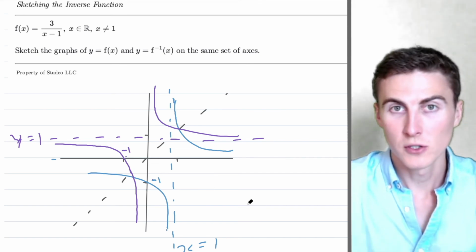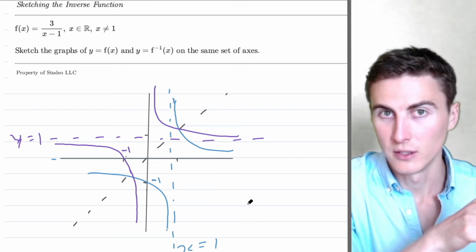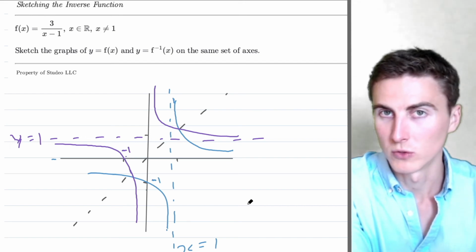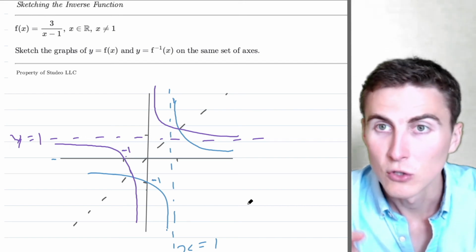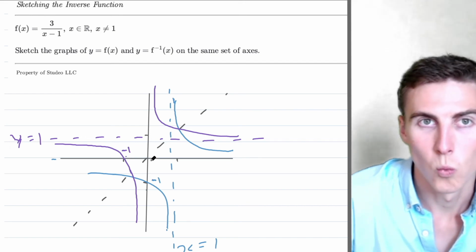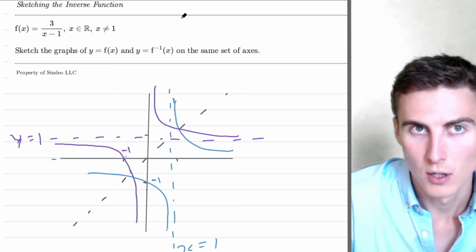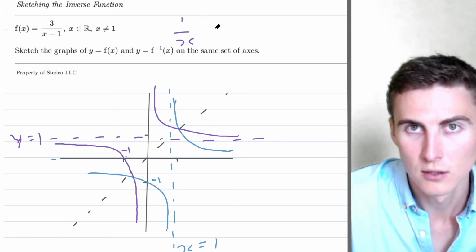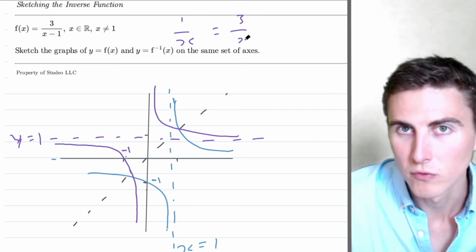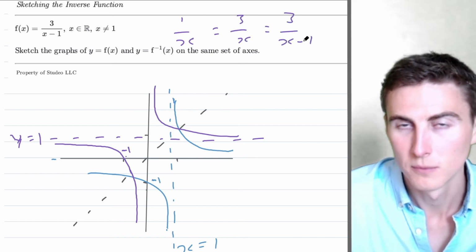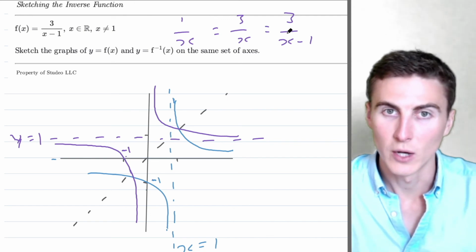You just draw the normal function, and then you draw the reflection across the line y equals x. And the best way to draw these is to just think, what is this graph like? So I'd liken it to 1 over x. Then I think, okay, what if it was 3 over x? And then what if it was 3 over x minus 1? And by thinking of it in those stages, that helps you to draw the whole thing.